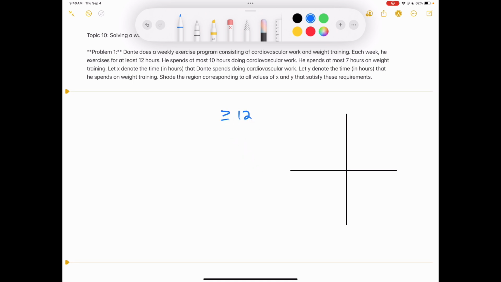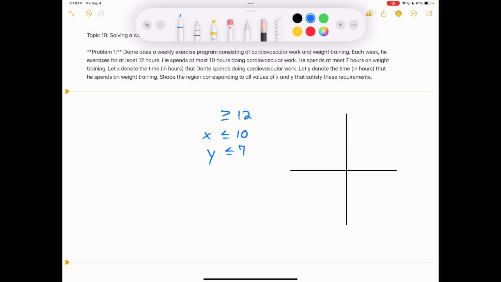He spends at most 10 hours on cardiovascular work, and at most 7 hours on weight training. Let X denote cardiovascular, so X is at most 10 hours. Let Y denote time for weight training, Y at most 7 hours. Shade the region corresponding to all values X and Y that satisfy these requirements.